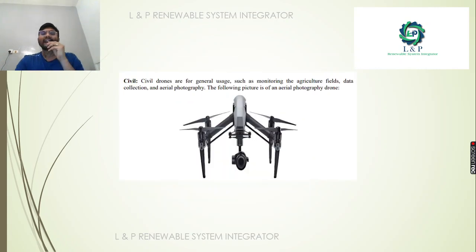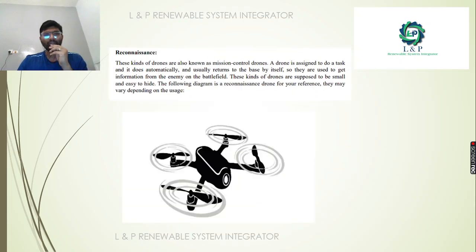Next category is the civil drones. For general usage, for monitoring and in agriculture fields, we are using these civil drones. They are very useful in collecting data and taking aerial photographs.